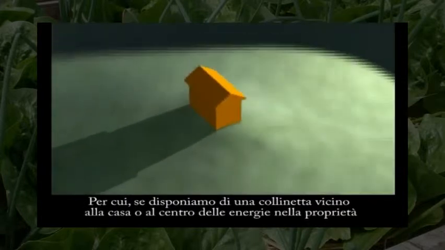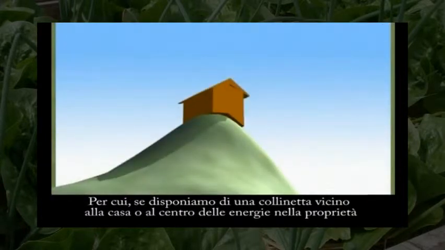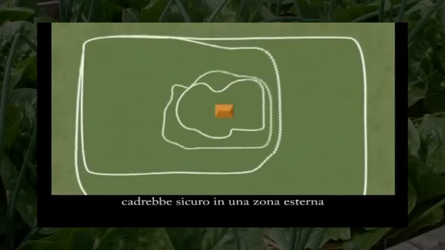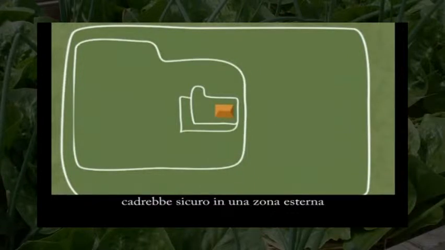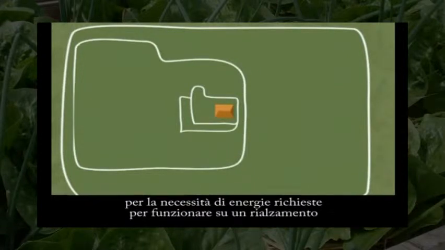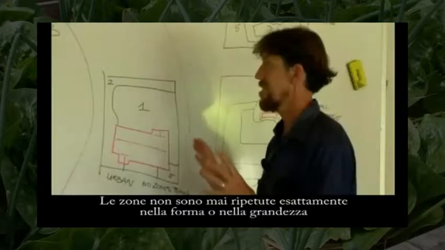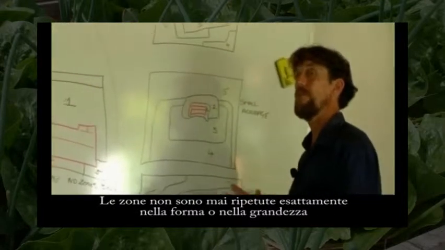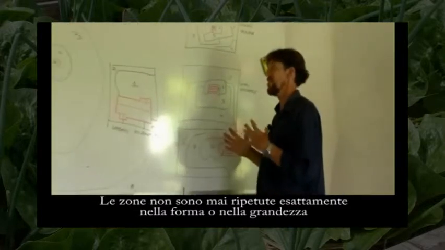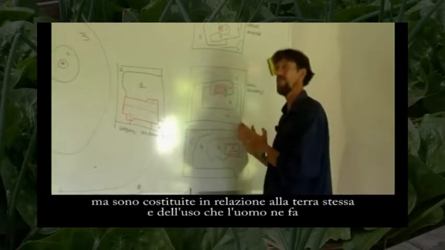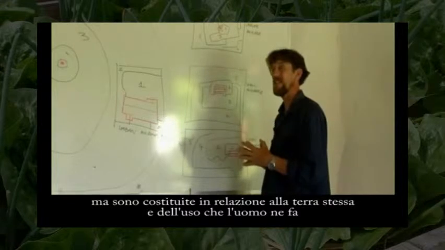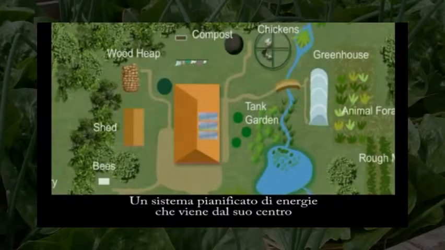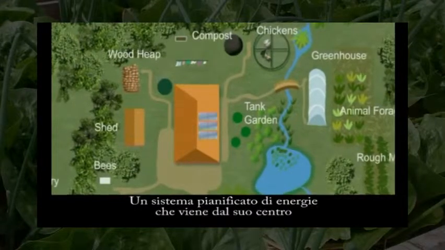So if we have a steep slope near the house or the center of energy on the property, it will jump quickly into one of the outer zones because of the energy needed to work on a steep slope. Zones are never exactly repeated in form and size ratios, but they are appropriately placed in relation to the land itself and the human use. It's an energy efficient planet from the inside out.